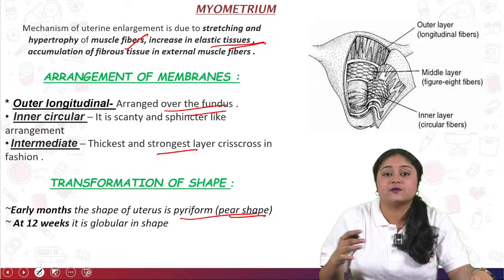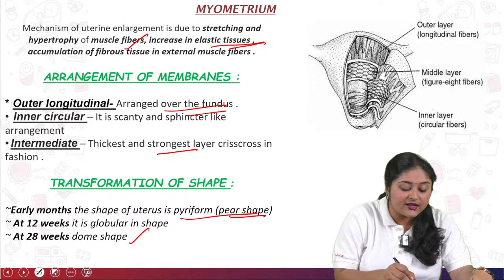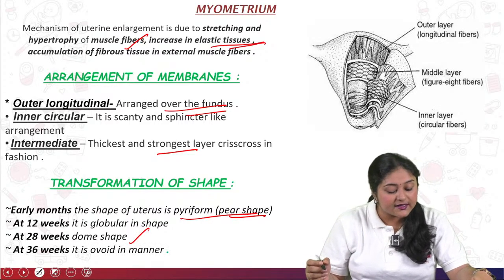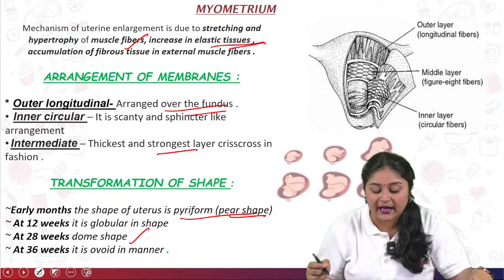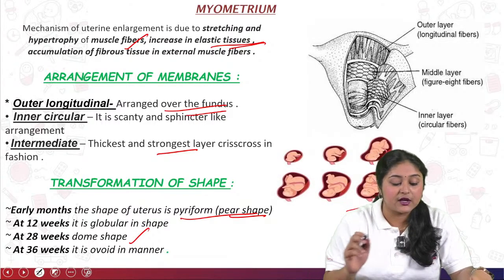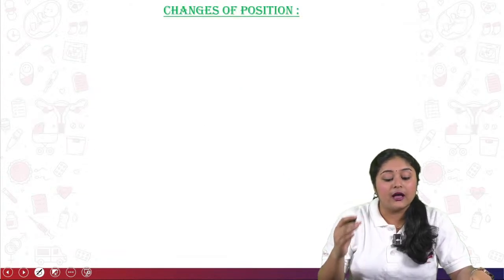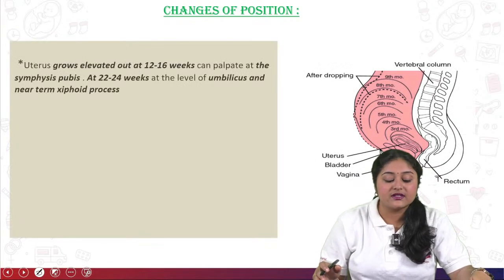At 12 weeks it becomes globular, at 28 weeks it becomes dome-shaped, and at 36 weeks it becomes ovoid in manner. So these are all the shape changes of the myometrium. Now let's come to the changes of position. How is it going to change?